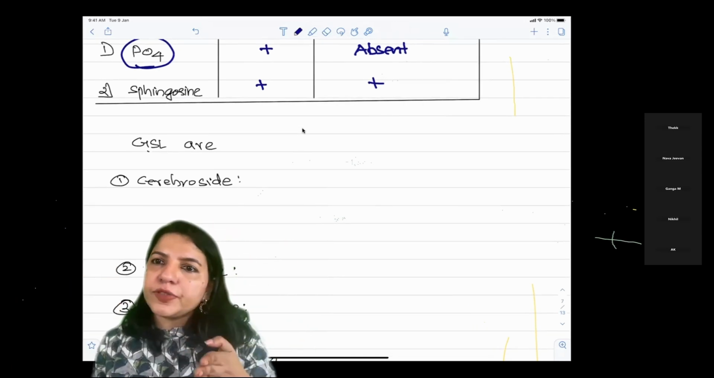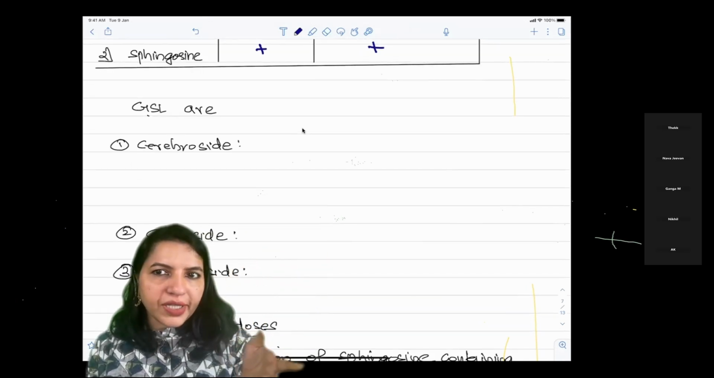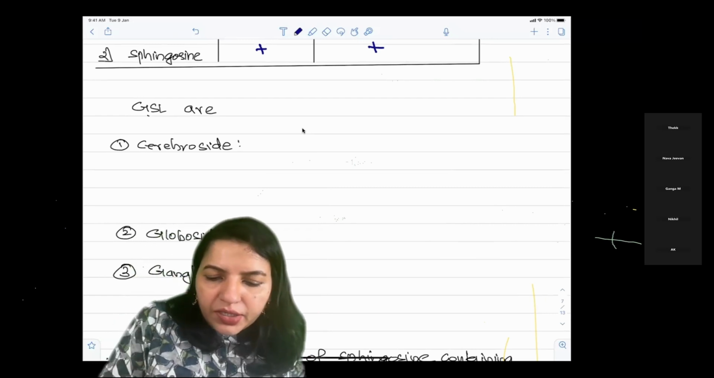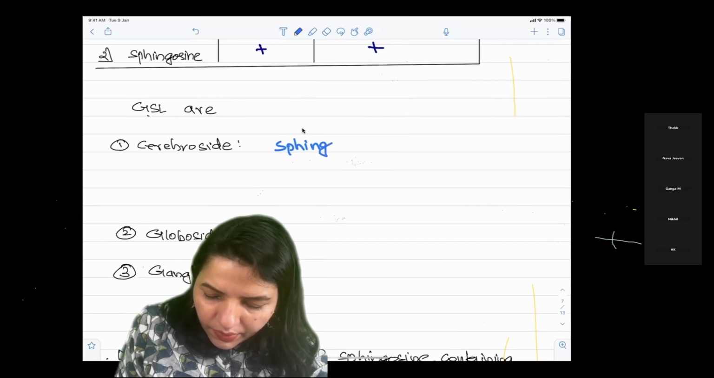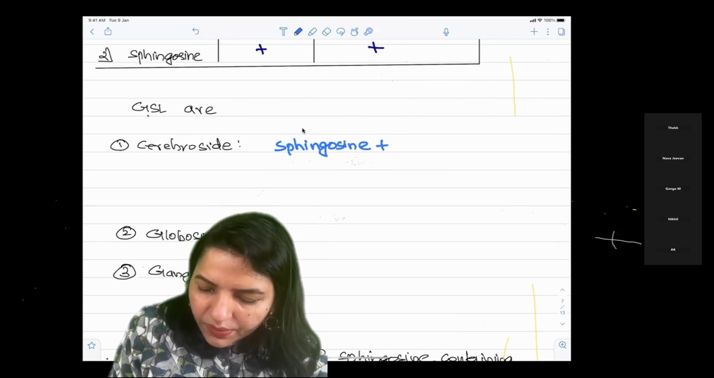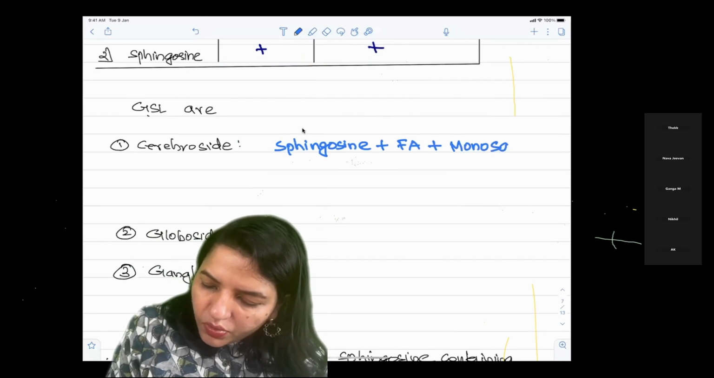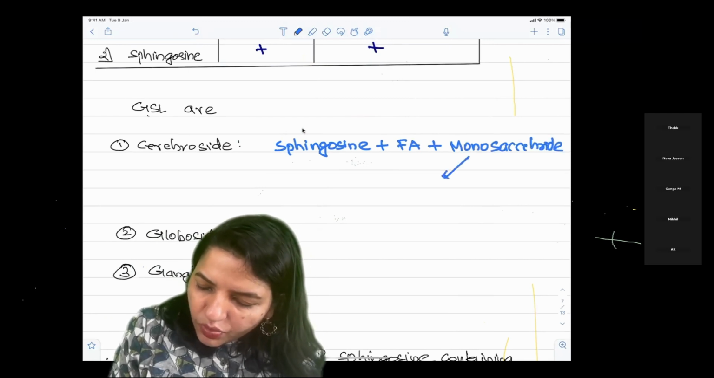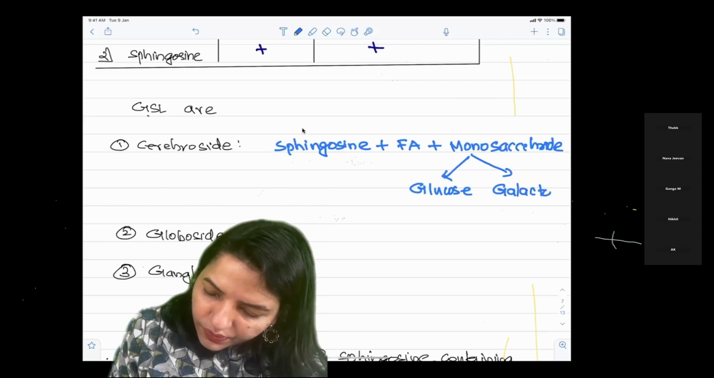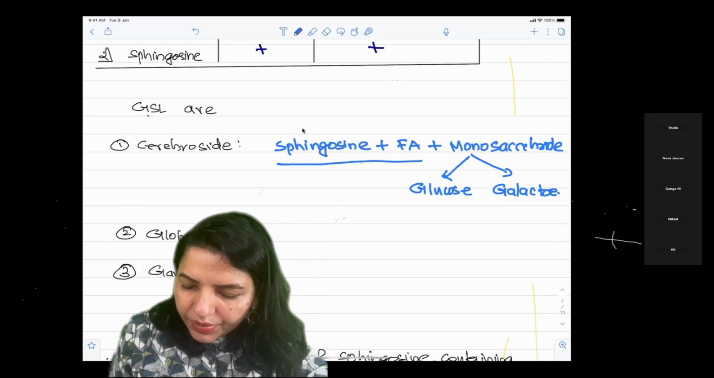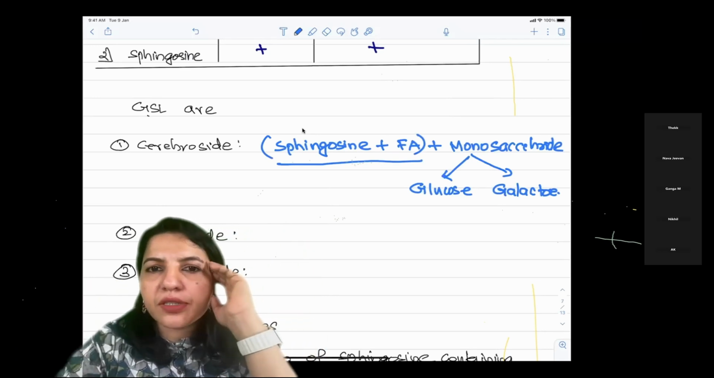That is enough. Now, there are three types of glycosphingolipids. We'll go through the names very fast: cerebroside, globoside, ganglioside. Just understand what cerebroside is. I'm going to write something, and you have to tell me what this is. Let me see who will write it first. Sphingosine plus fatty acid plus monosaccharide. This monosaccharide can be glucose or galactose. So what you have to tell me is, what is this sphingosine plus fatty acid?